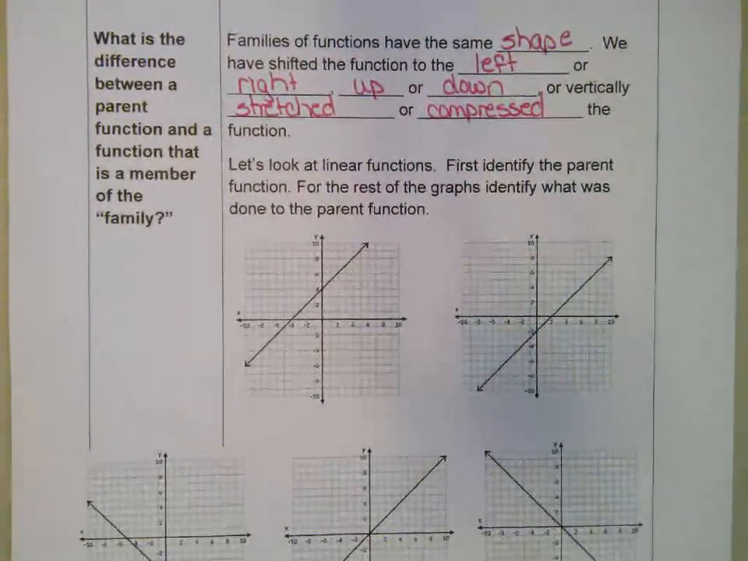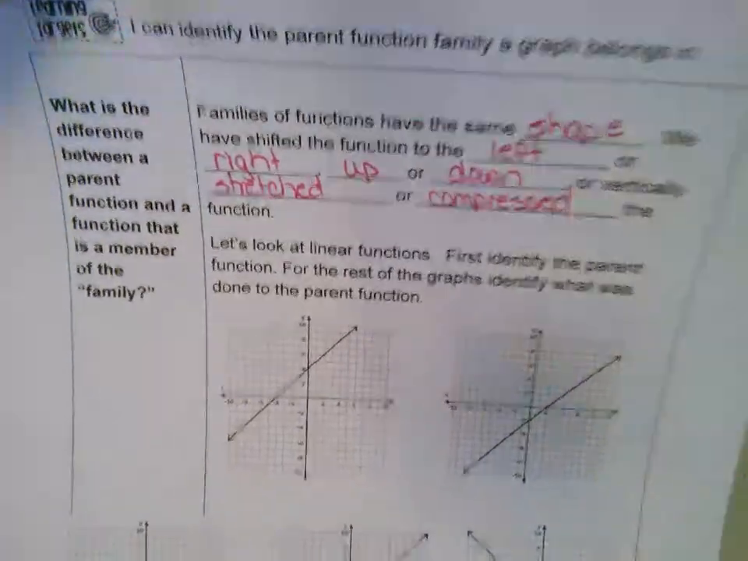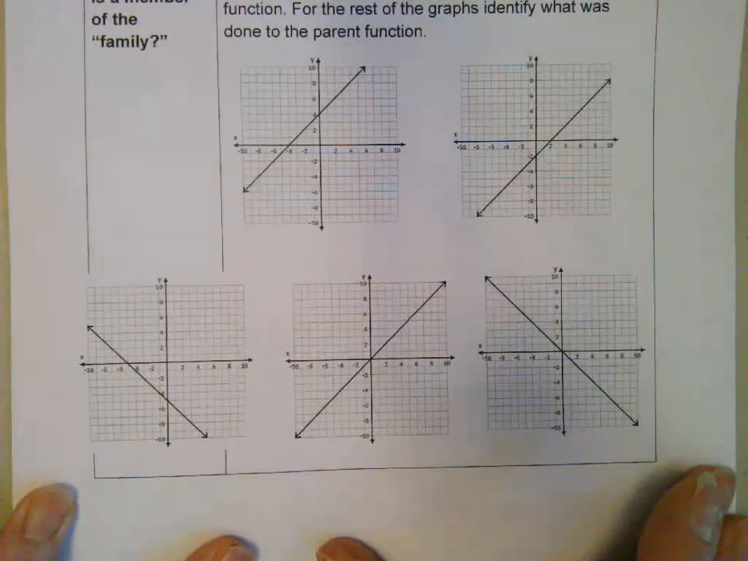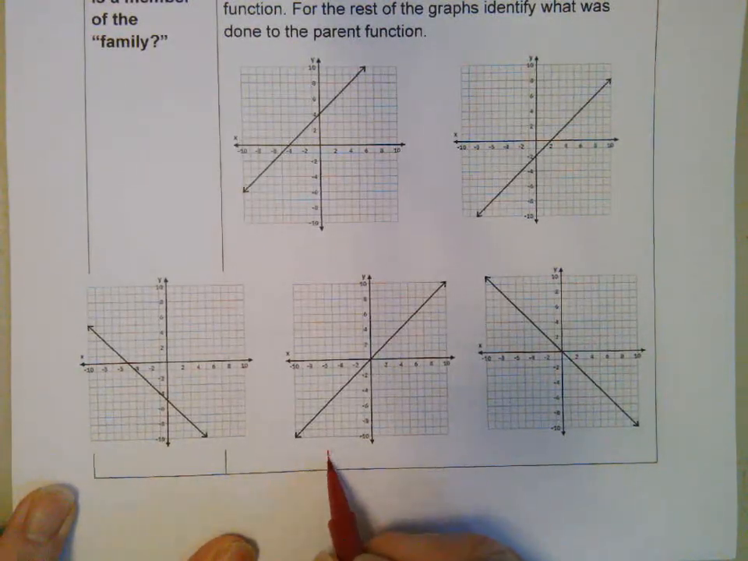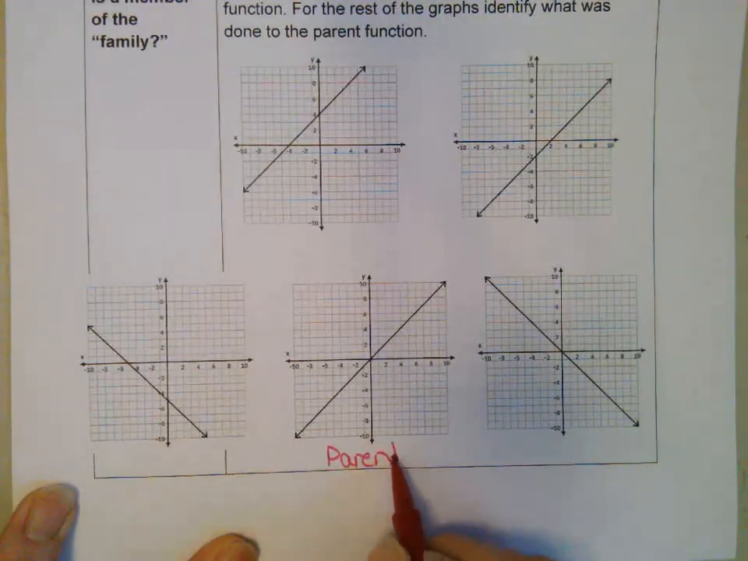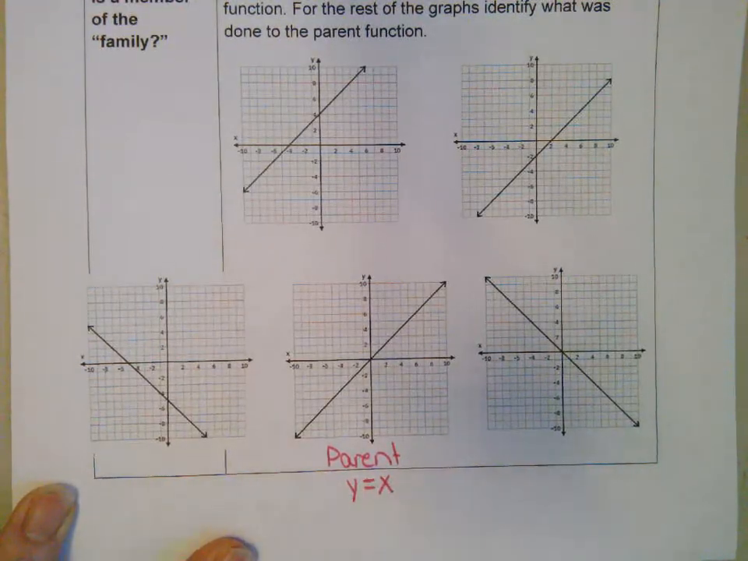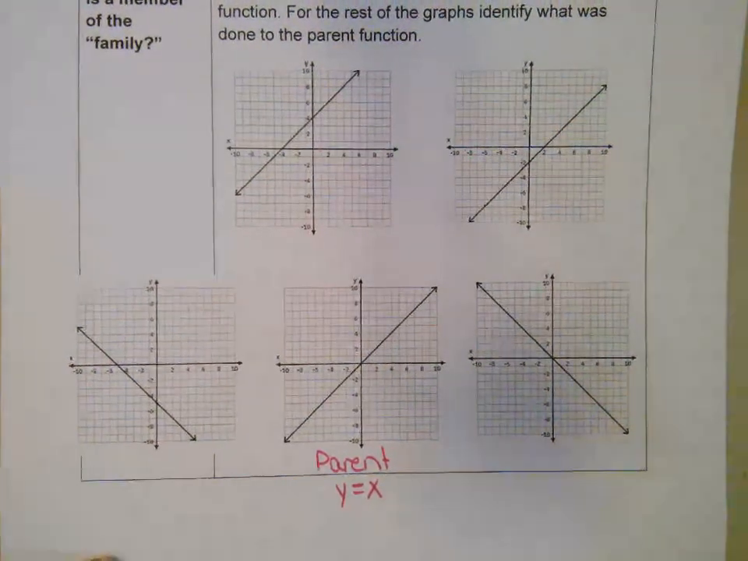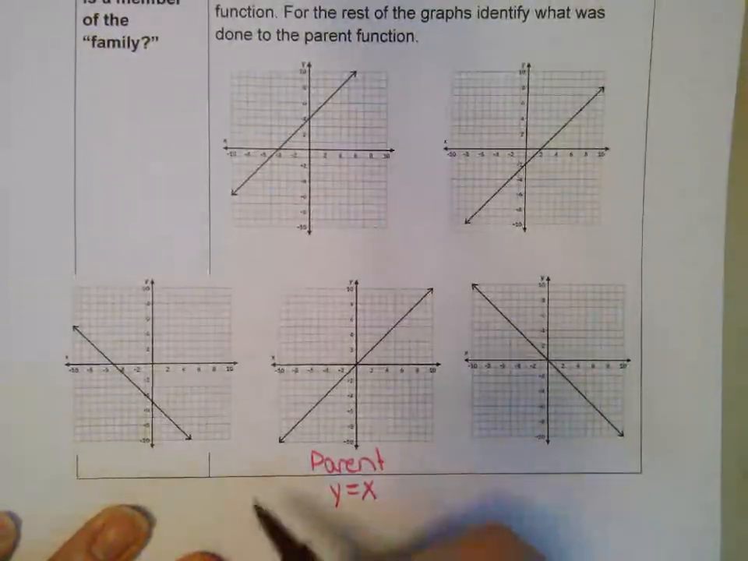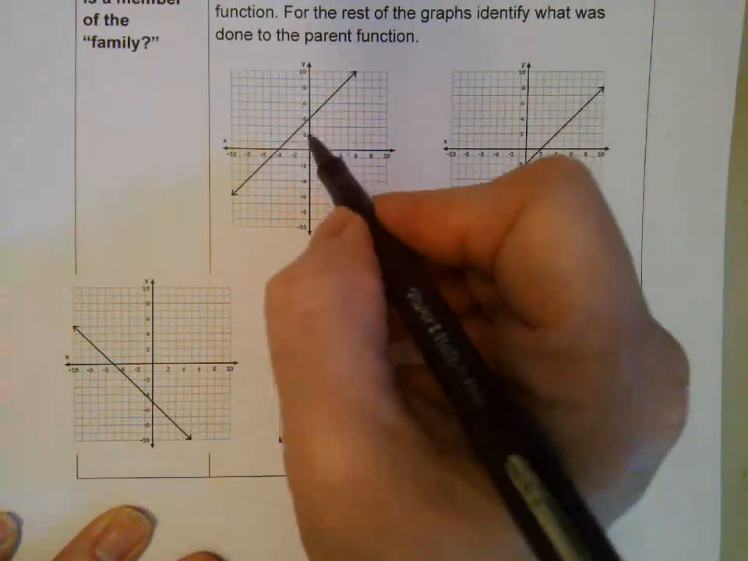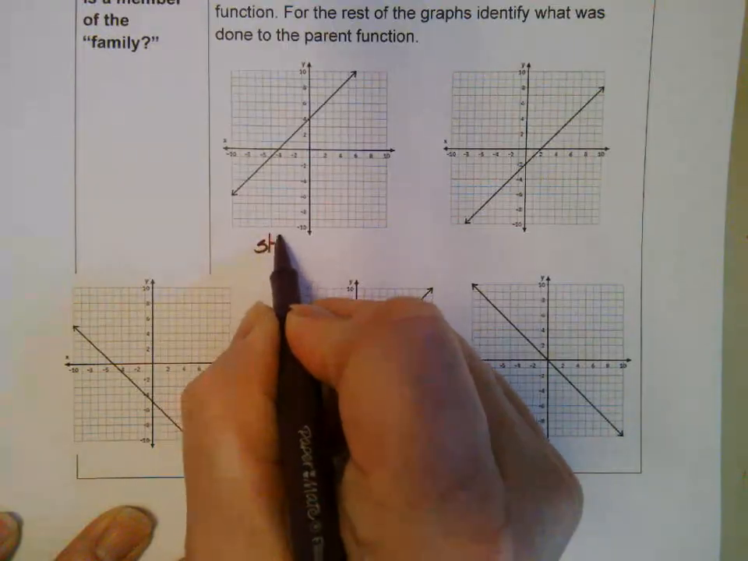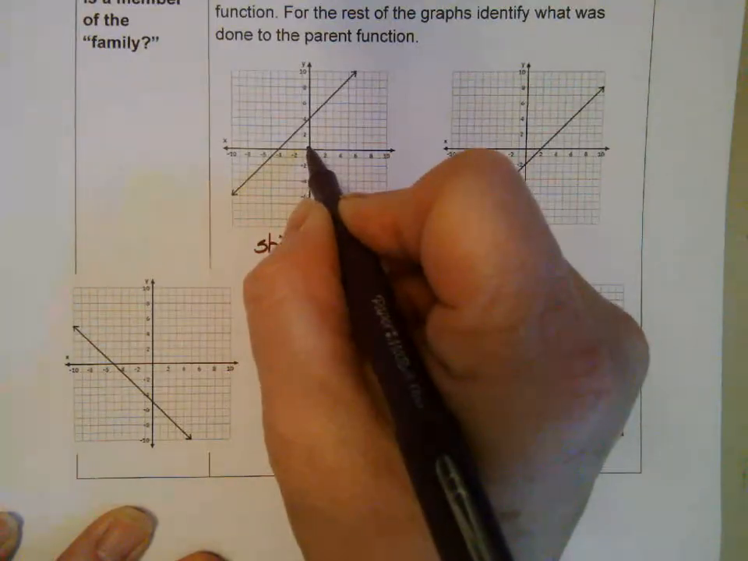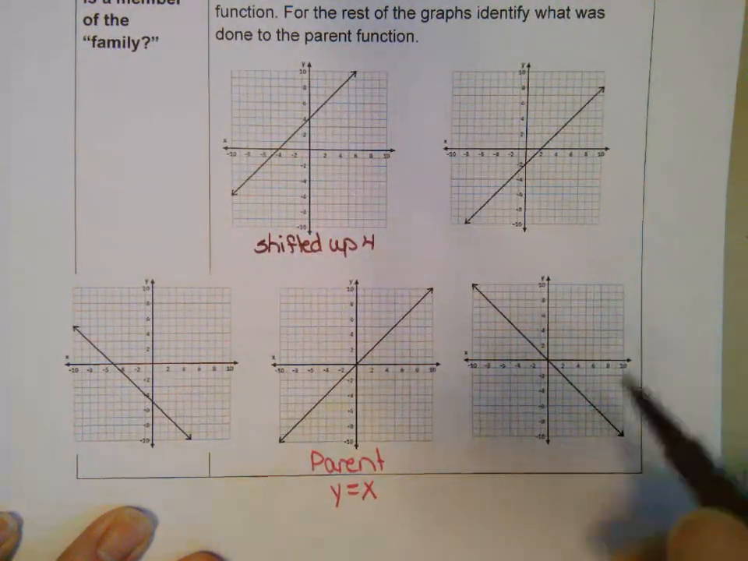Let's take a look. Which of these five graphs is the parent function of a line? Bottom middle. This is our parent function, and the equation is y equals x. And we have to know that equation for the quiz. All righty. What have we done to this? Well, if we look at this first one, we have shifted it up 4, because instead of going through the origin, we're going through the point (0, 4).